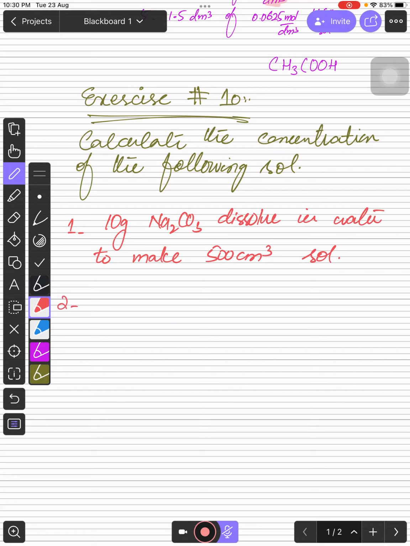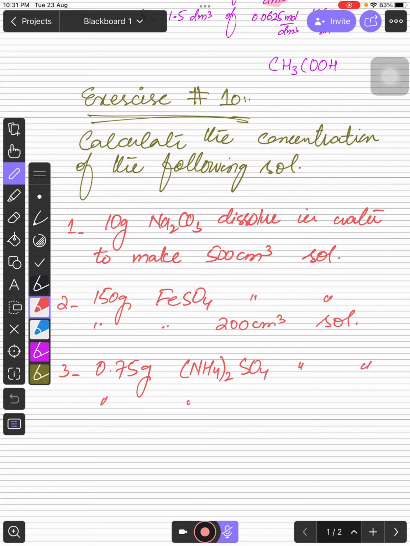Done. Then let me change the salt. For example, we have 150 gram ferrous sulfate, and it is going to be dissolved in 200 centimeter cube of water, right, to make a solution of 200, right? Then we have, for example, 0.75 gram ammonium sulfate, right? And we are going to dissolve it in water to make 150 centimeter cube solution, right?